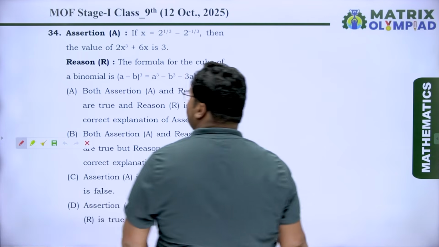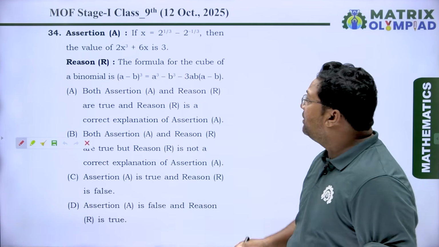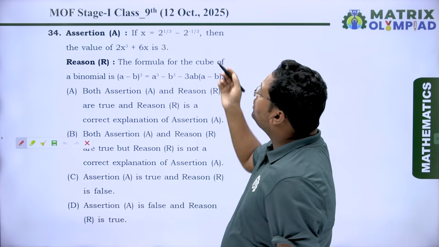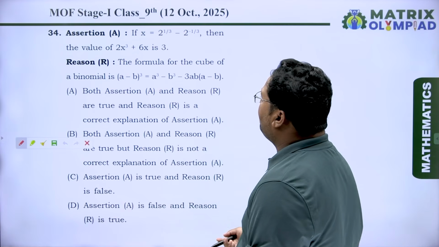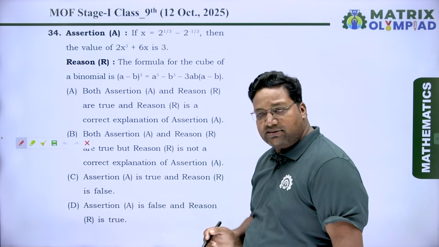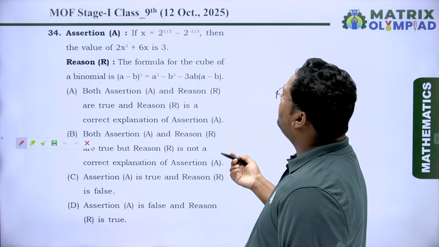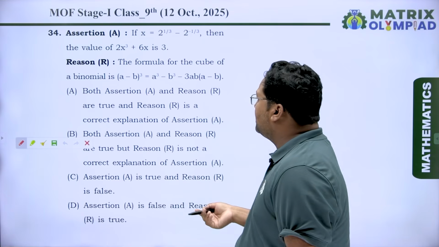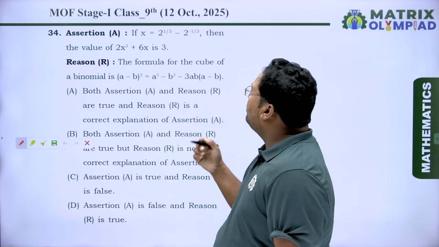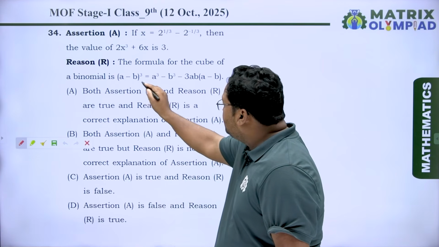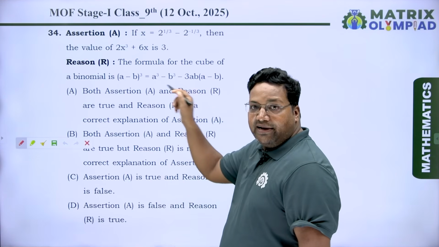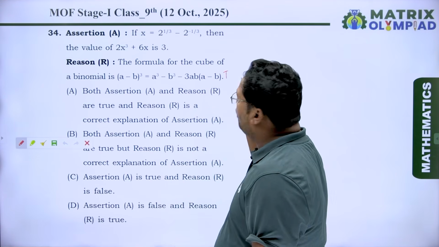Next question is assertion and reason based. Assertion is given: if x equal to 2 to the power 1 by 3 minus 2 to the power minus 1 by 3, then the value of 2x cube plus 6x is 3. And reason is given: the formula for the cube of a binomial is (a minus b) whole cube equal to a cube minus b cube minus 3ab into (a minus b). So this reason, this identity is true, so it is true.